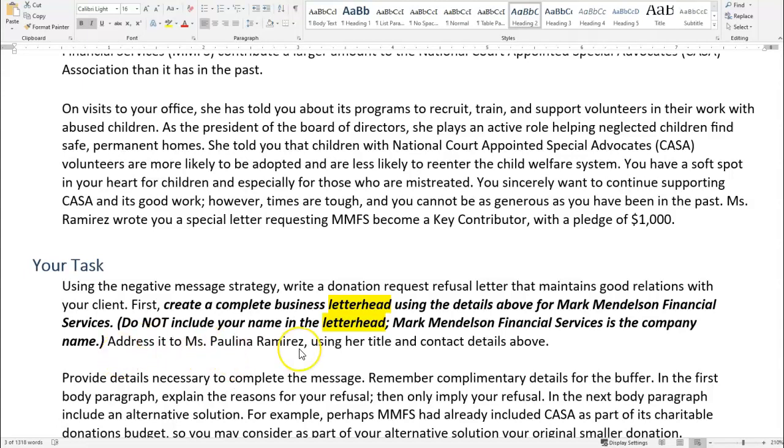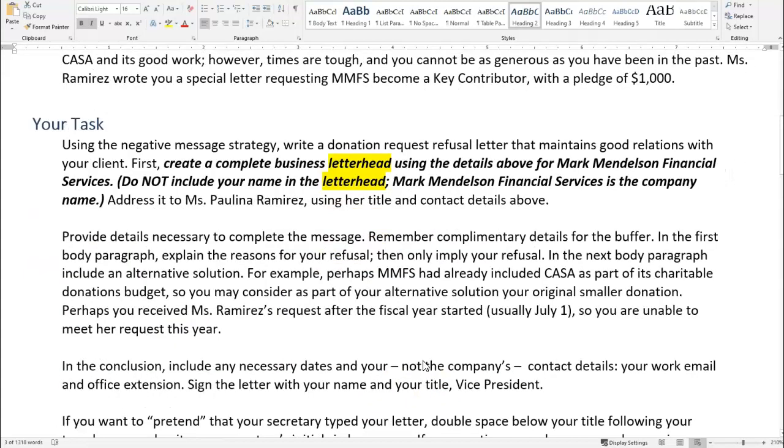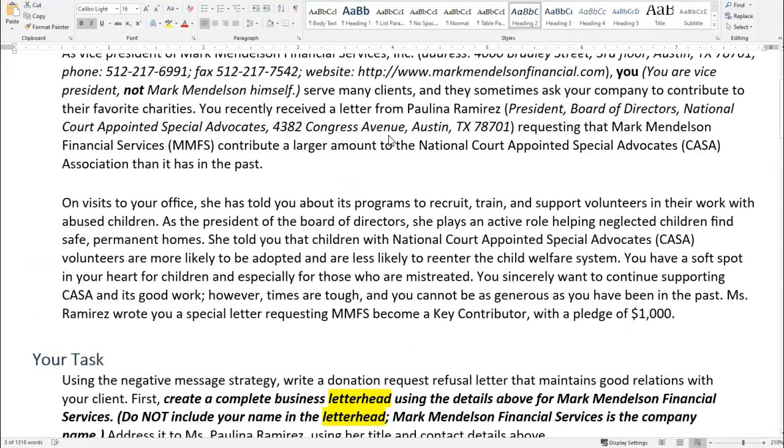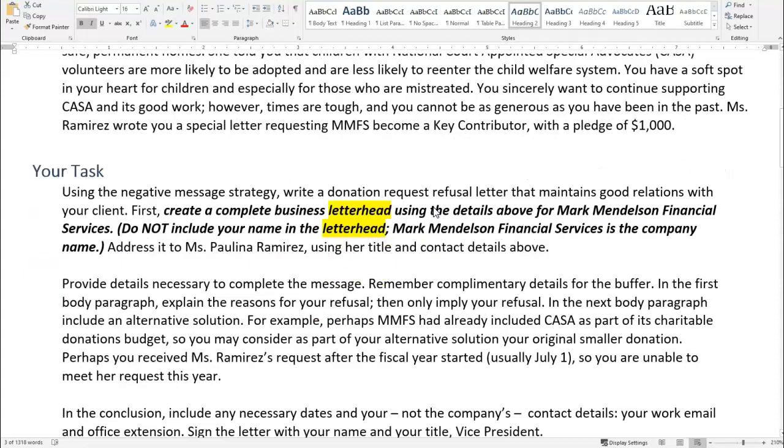And then address it to Ms. Paulina Ramirez, using her title and contact details above. Again, everything is provided for you to create your letterhead and to create your inside address. So you're going to provide details necessary to complete the message. So you've got the case study up there. Okay, so now you need to explain. Remember your complimentary details for buffers. So you really can see what all work she does. That area right here should help you to build your buffer easily.